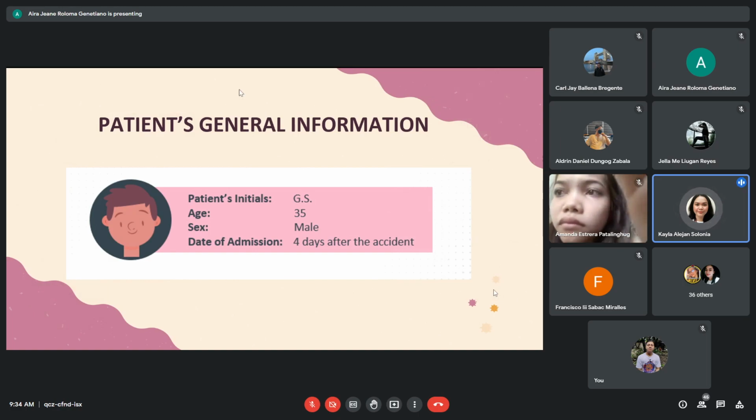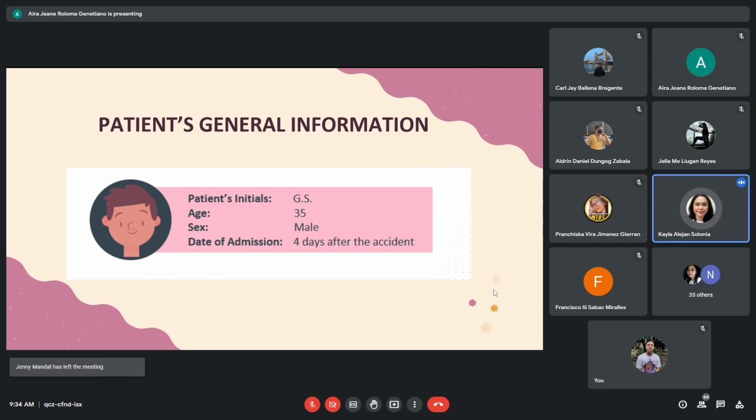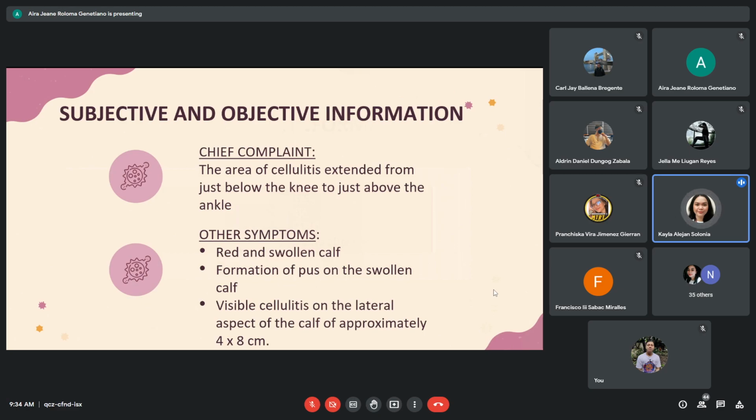The patient's general information. This is a case of GS, a 35-year-old male that was admitted 4 days after his motor vehicle accident. The patient's chief complaint is the area of cellulitis extended from just below the knee to just above the ankle. His other symptoms include the redness and swollen calf, formation of pus, visible cellulitis on the lateral aspect of the calf of approximately 4 by 8 centimeters.